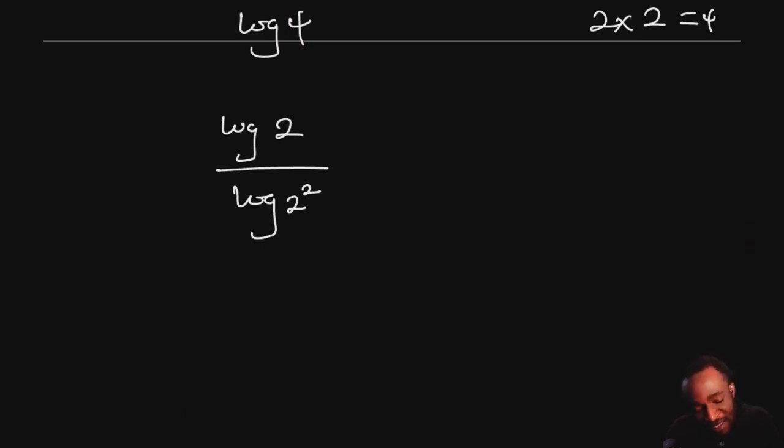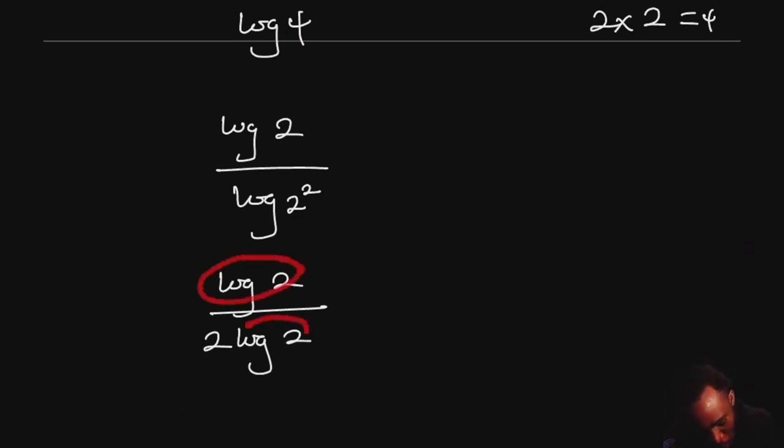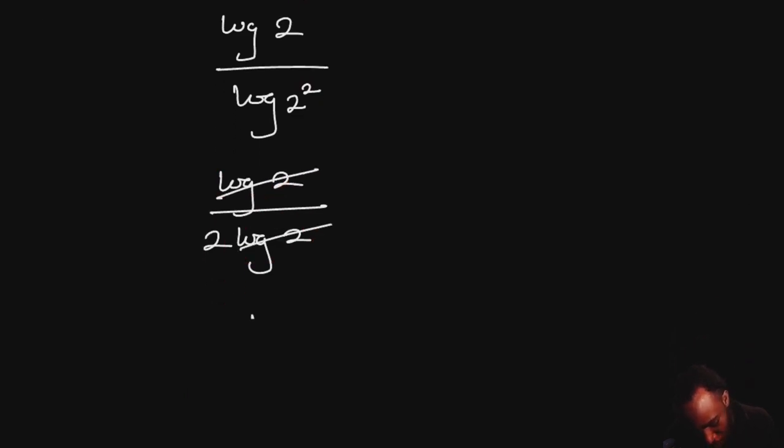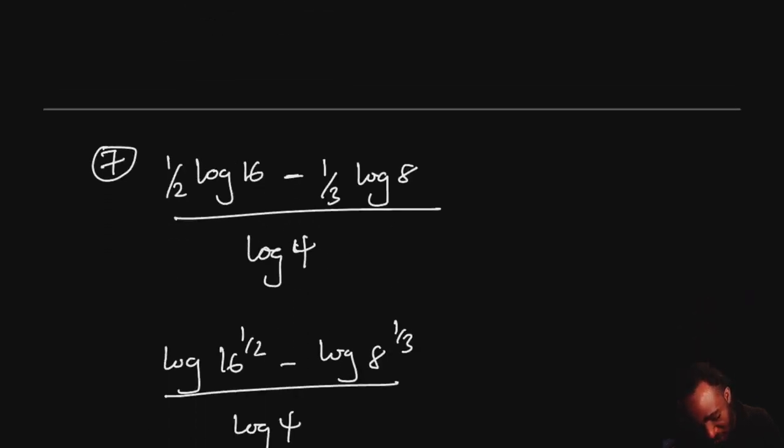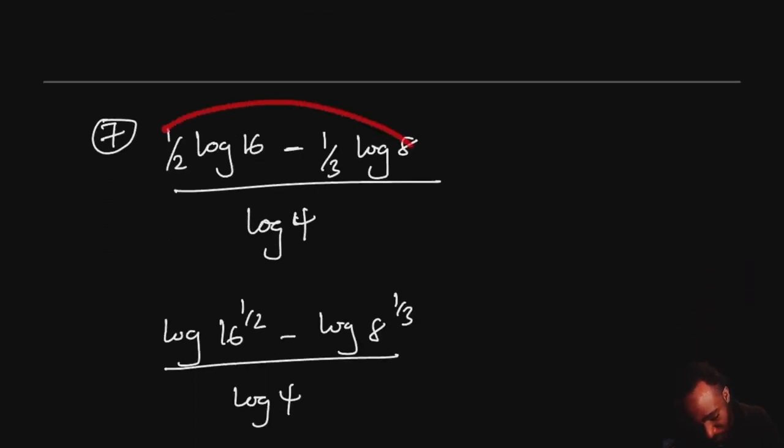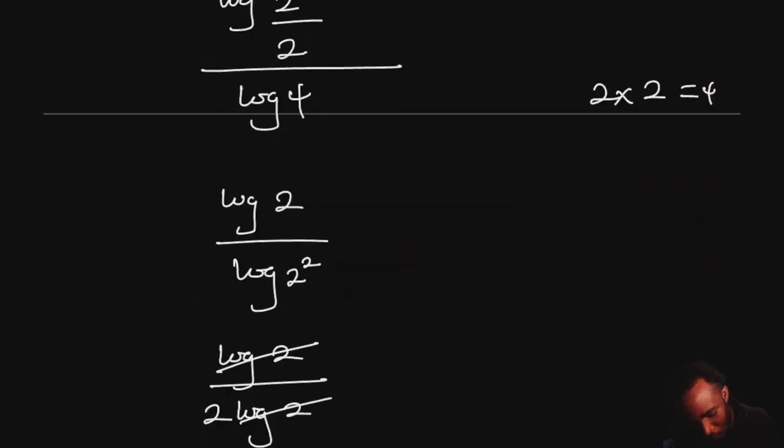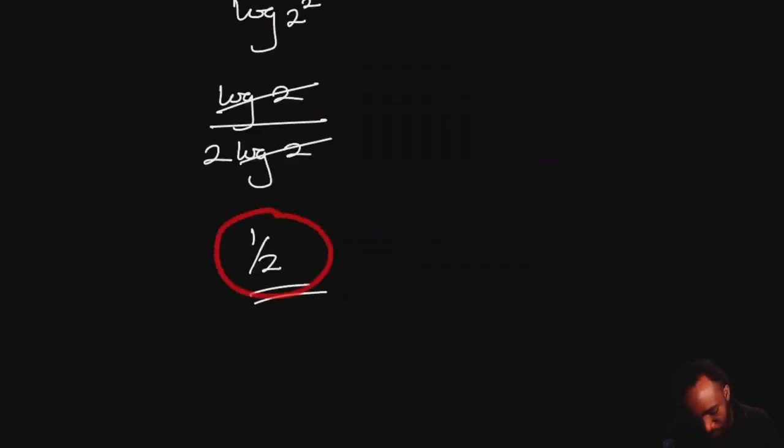We can utilize the power law over here and put this all the way down, so we get log 2 all over 2 log 2. And now we can see over here clearly we have log 2, so they can cancel themselves out, and then our final result will be 1 over 2. So our answer for this question without using the calculator is 1 over 2. So this is the evaluation.